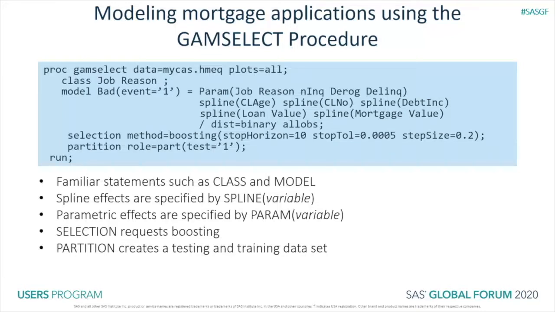To the right of the equal sign, we have our independent effects. The ones that have the param statement in front of it mean that they're going to be modeled as is. There's not going to be anything done to those. The ones with the spline statement in front of it, such as spline CLH, are going to use a spline term in order to model the outcome of interest. In addition, we can include interactions such as loan and value and mortgage and value. At the bottom of the procedure, we have the selection and the partition statement. The selection statement allows you to choose the method. In this case, we chose boosting, and the partition statement allows you to create both the testing and training data set for performing validation.